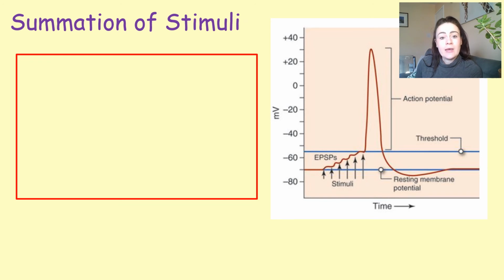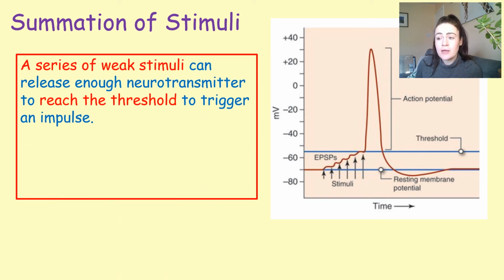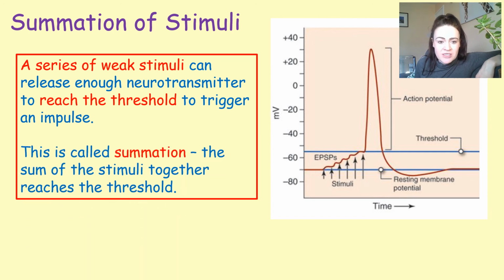Now, most neurons are not getting signals from just one other neuron, they're getting signals from quite a lot of neurons. So we're going to look at the summation of stimuli. That is basically adding together all the neurotransmitters. A series of weak stimuli can release enough neurotransmitters to reach the threshold to trigger an impulse. Maybe the stimuli are coming in little bursts, or they're coming from different directions. This is called summation. Basically, the sum of the stimuli together reaches the threshold.